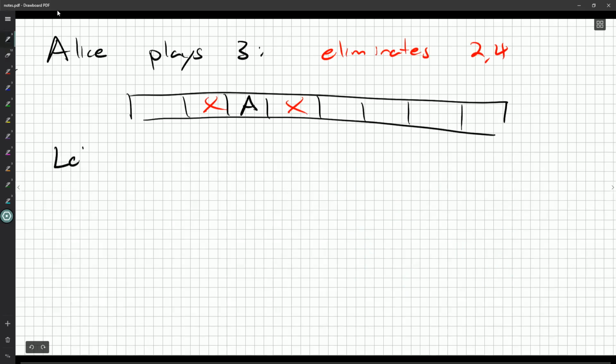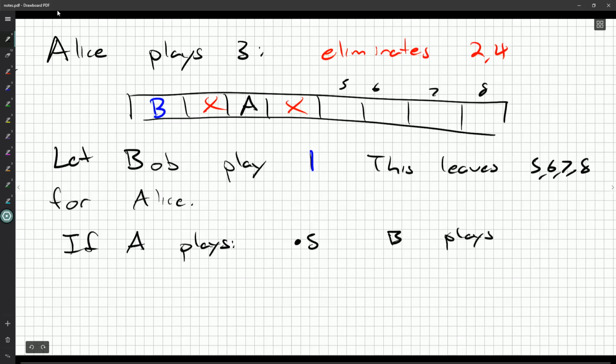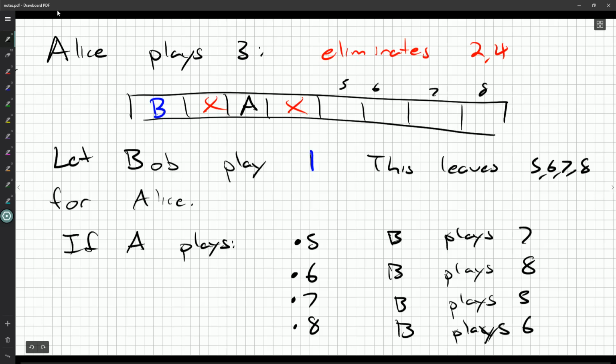So let Bob play at 1. Actually, I'm going to color code this, so I can add this up here, and I don't have to keep redrawing my entire picture. This leaves 5, 6, 7, 8 for Alice. So, and we can just make a little chart. If Alice plays 5, Bob plays 7. If Alice plays 6, Bob plays 8. And so on. In fact, it really doesn't matter. Just wherever Alice plays, Bob will get another play.